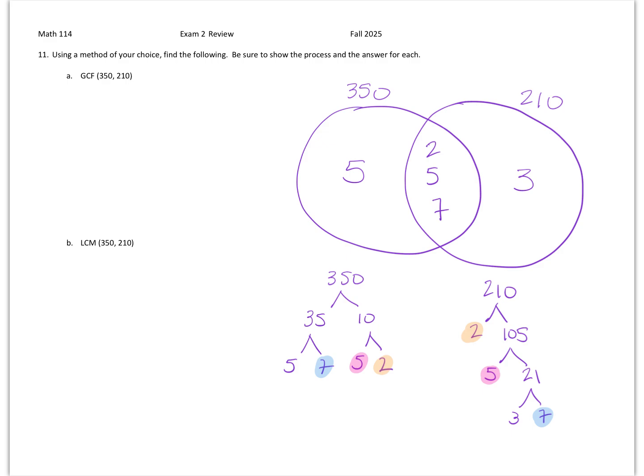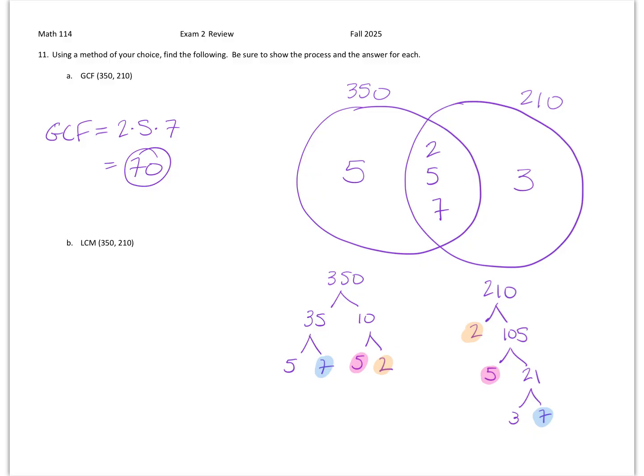Now the greatest common factor for two numbers is the product of the numbers in the middle, the product of the primes they have in common. 2 times 5 times 7, which is 70.